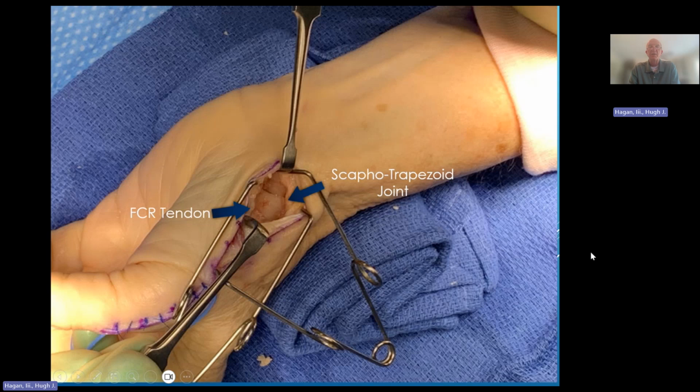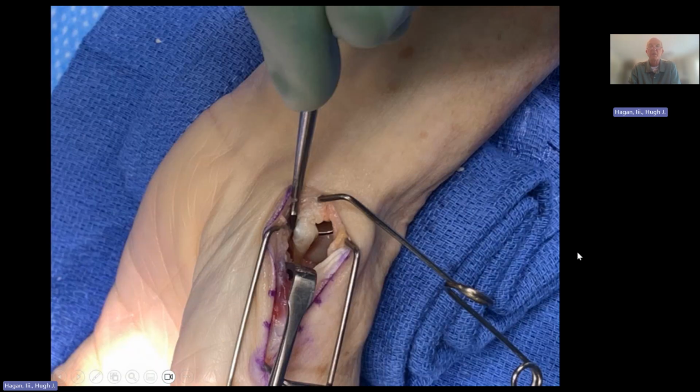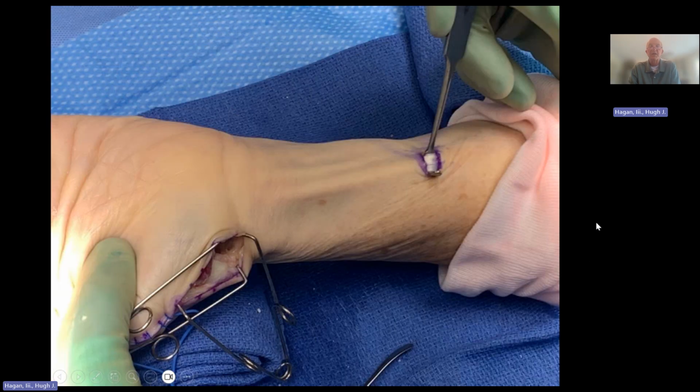This photo demonstrates the scapulotrapezoid joint, blue arrow on the right, and the flexor carpi radialis tendon is demonstrated by the blue arrow on the left. Dorsal to all that are the tendons of the abductor of the thumb. Here's the flexor carpi radialis tendon under the edge of a Ragnell retractor. Here it is again through a small incision, exactly 1 Hagen finger length from the tubercle of the scaphoid.